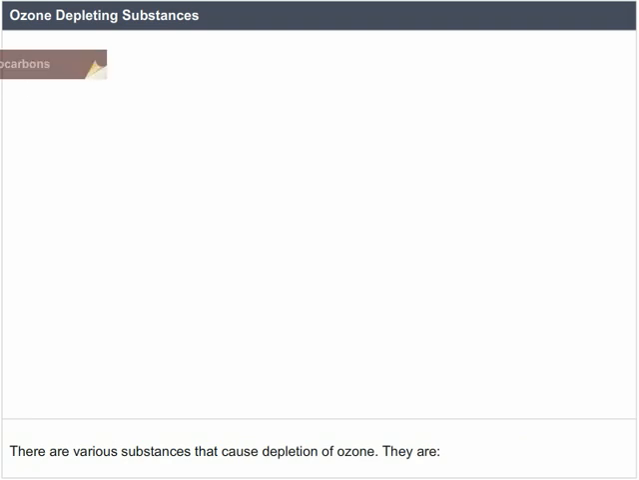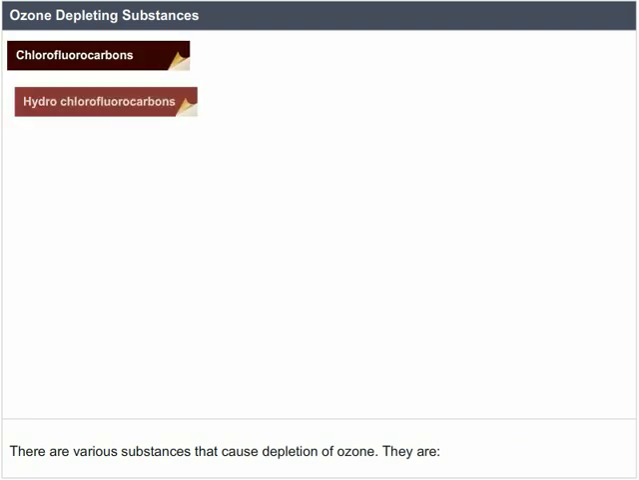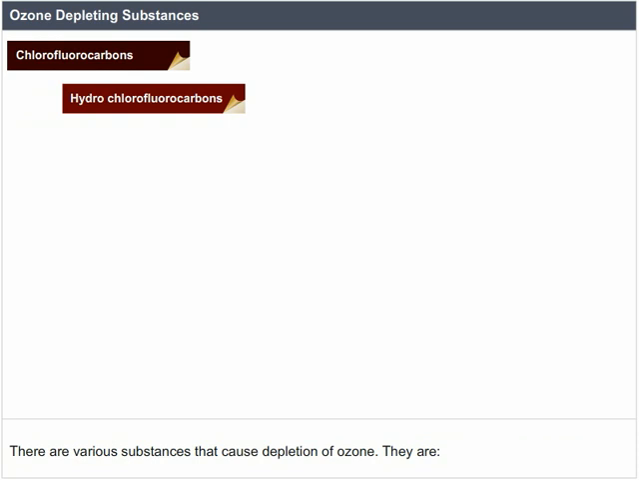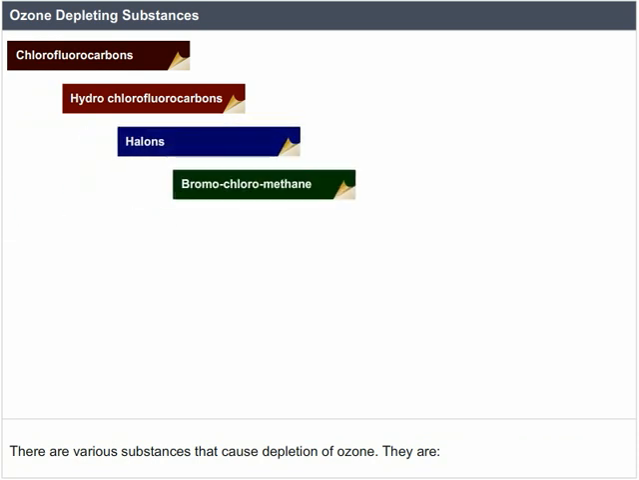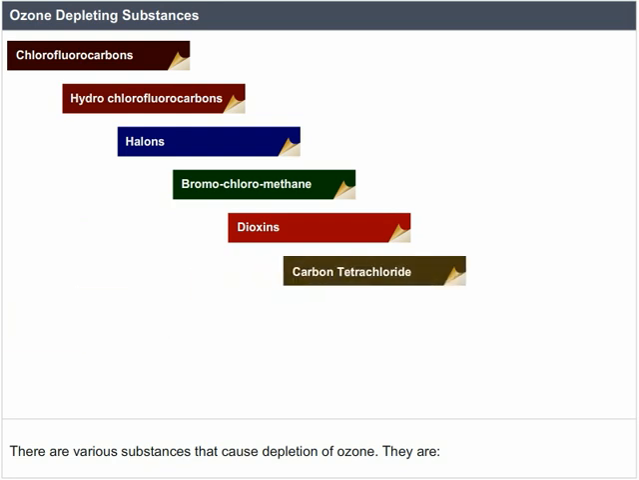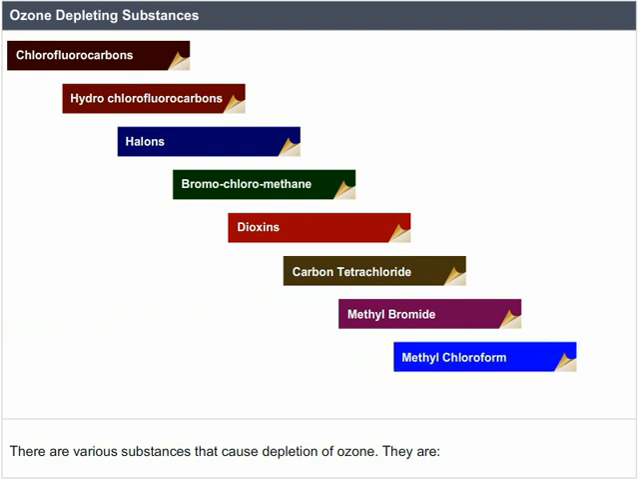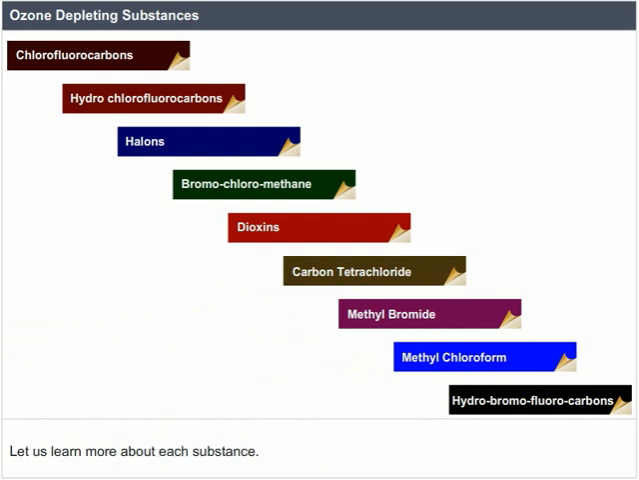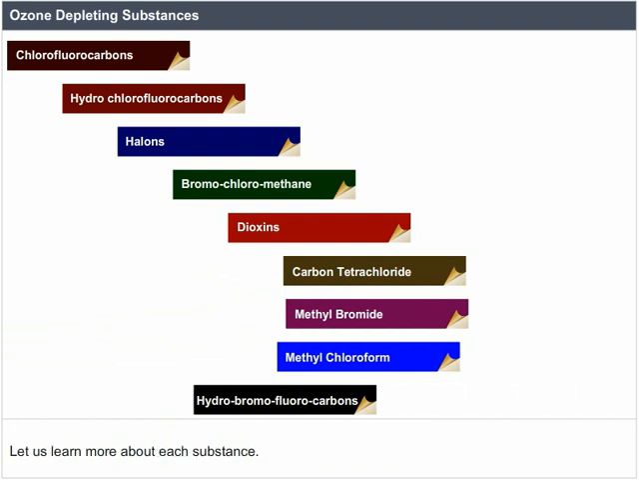They are chlorofluorocarbons, hydrochlorofluorocarbons, halogens, bromochloromethane, dioxins, carbon tetrachloride, methyl bromide, methyl chloroform, hydrobromofluorocarbons. Let us learn more about each substance.